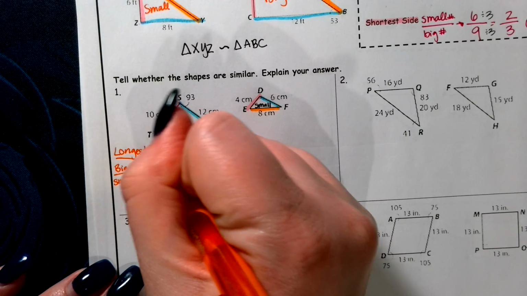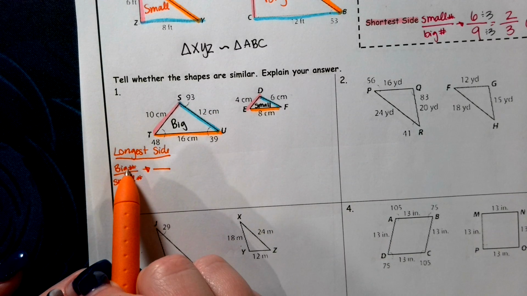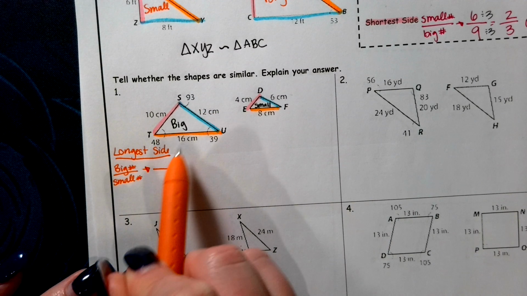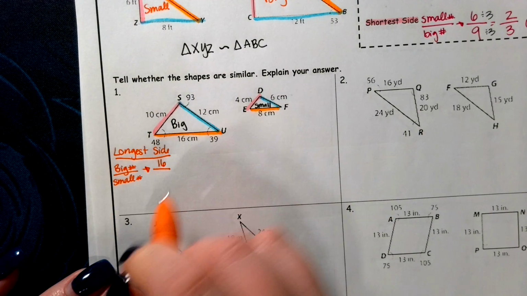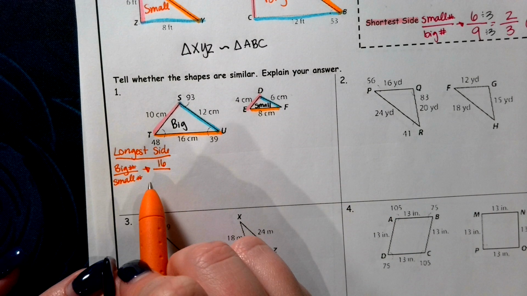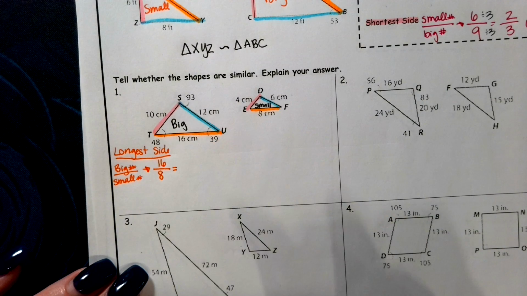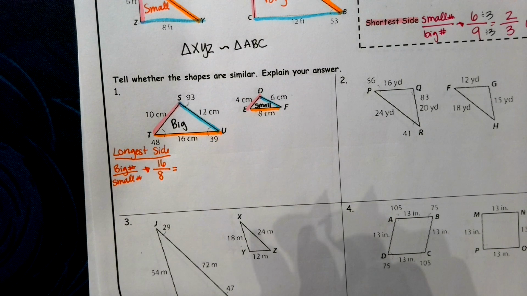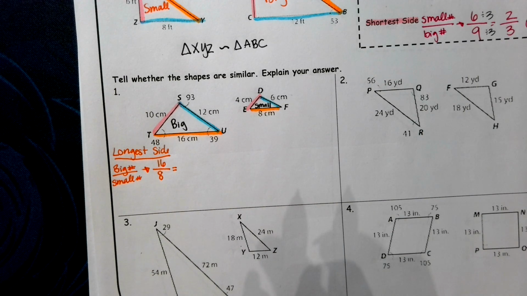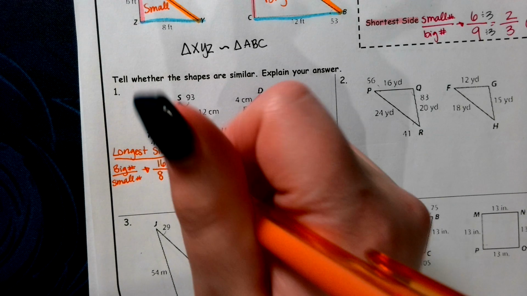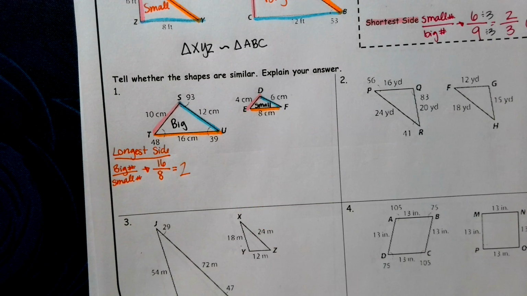So what was my big orange side? 16. What was my small orange side? 8. We need to simplify that. Some of you guys can probably do that in your head. What does 16 over 8 simplify to? 2. Boom. That's easy enough.